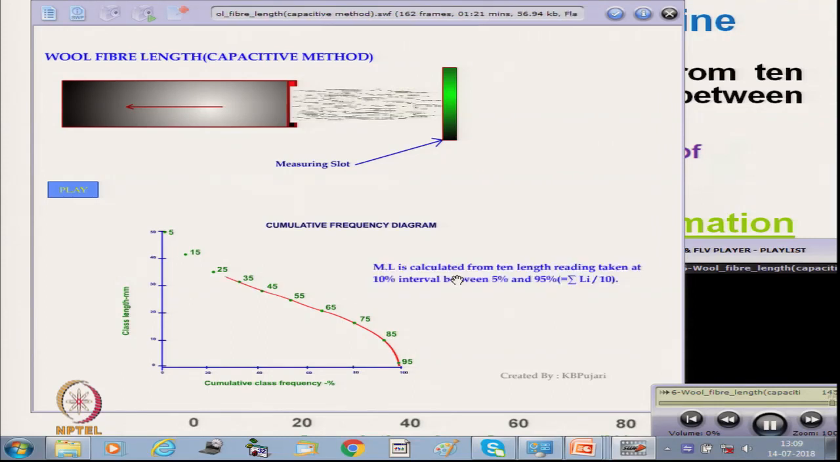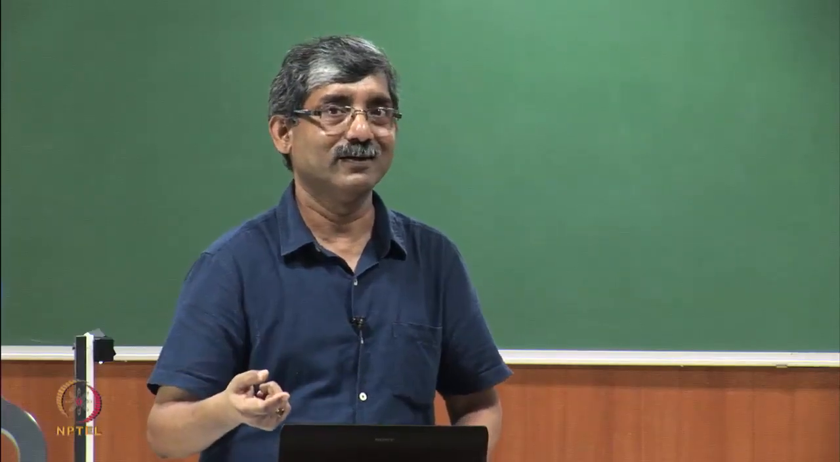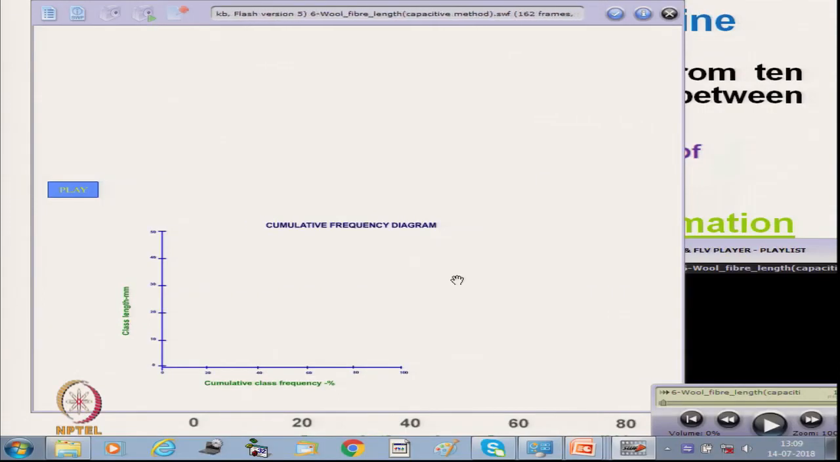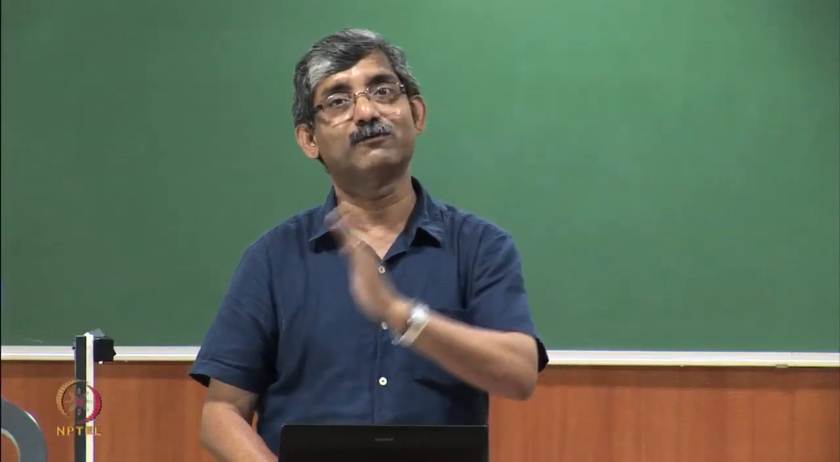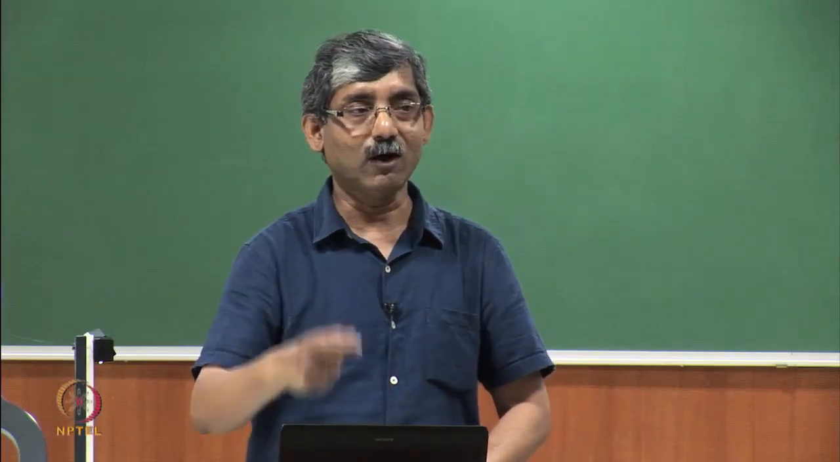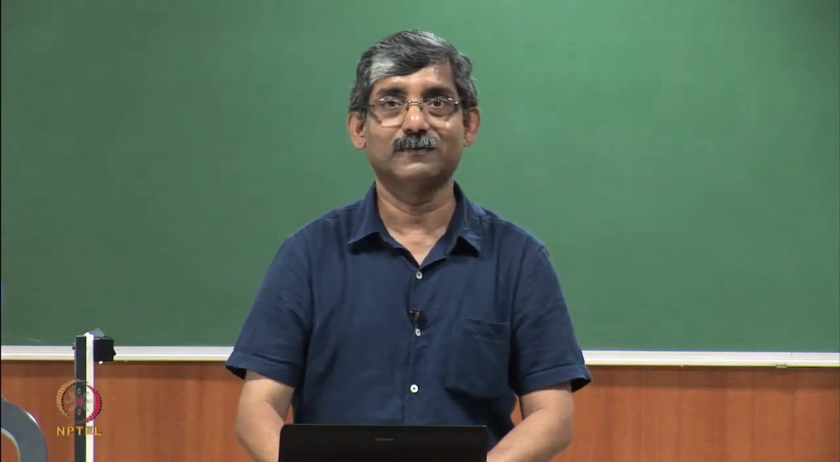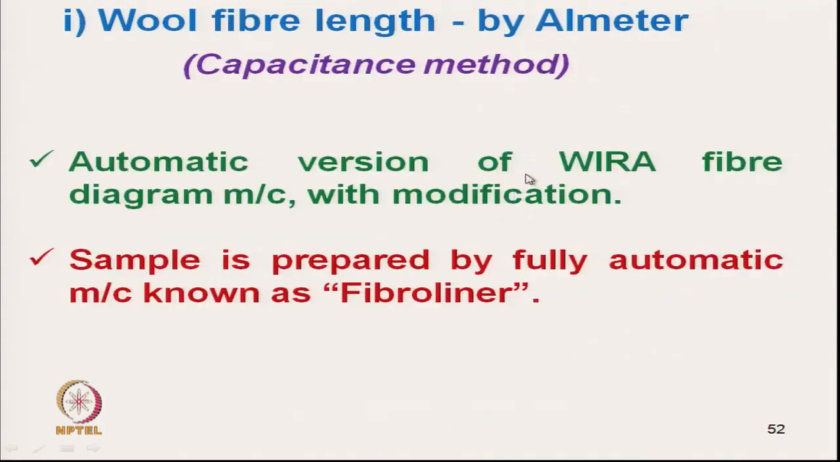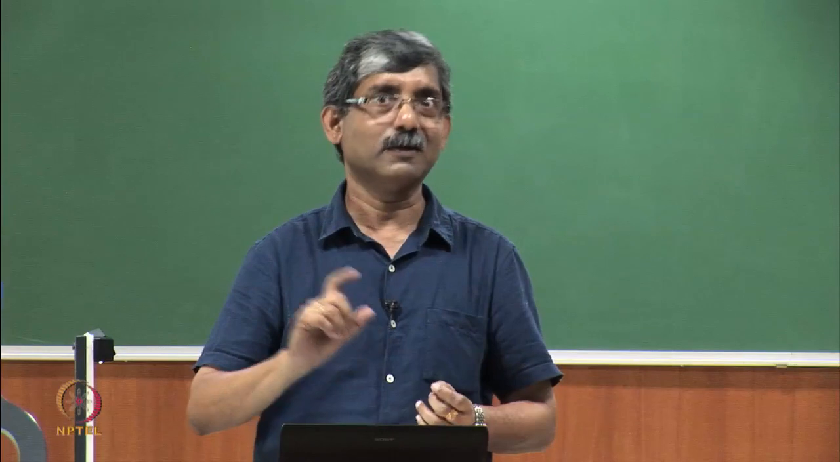Although it appears the same as the fibrogram, it is different, because this gives almost a clear idea, equivalent to the shorter diagram. The fibrogram differs only, as we have explained, due to the way of selecting and preparing the clamp. So this is typically a shorter diagram, and the addition of lengths divided by 10 gives the mean length. Another version is basically an automatic version of the Weyra fiber diagram machine, called the almeter, where the principles are exactly the same, but there is a little variation.